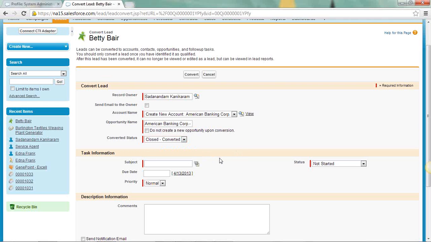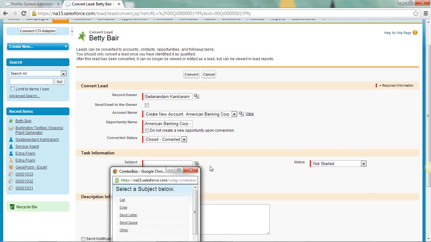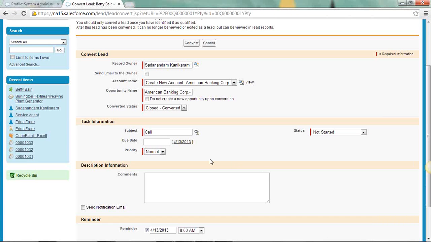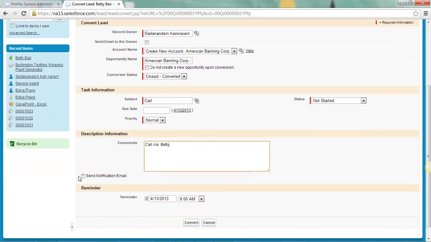And now during the conversion, what shall we do? Because he is showing interest, what shall we do with this contact? We'll tell the senior salesperson, okay, why don't you call him, right? This is a task that I'm creating for my salesperson, saying call Miss Betty. If I want to send a notification to the sales rep, I can send it, and a reminder of the call. I can do all of these, but as part of the process, I'm entering this information and clicking on convert.